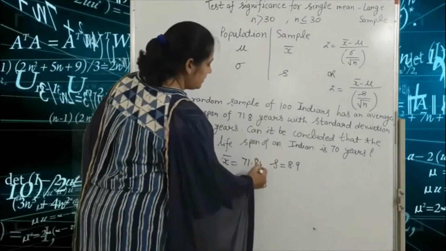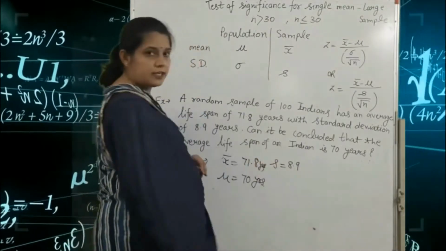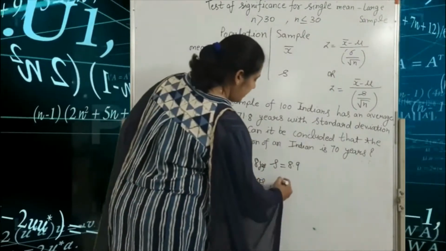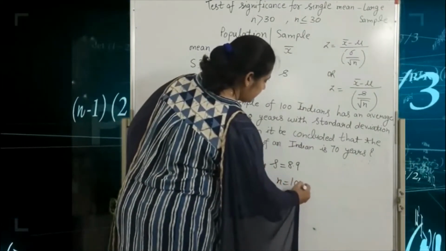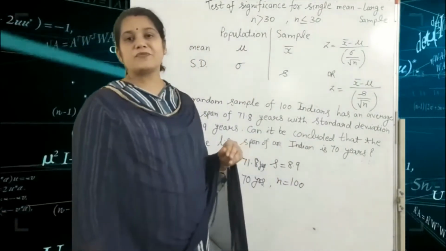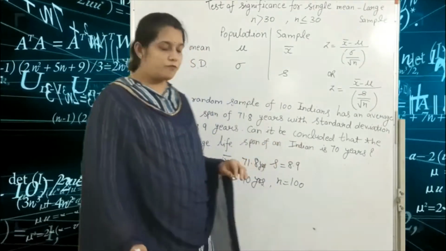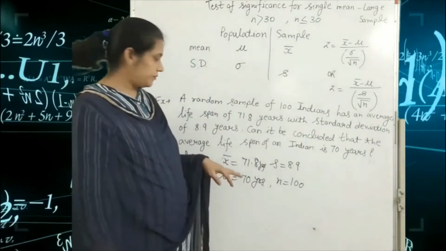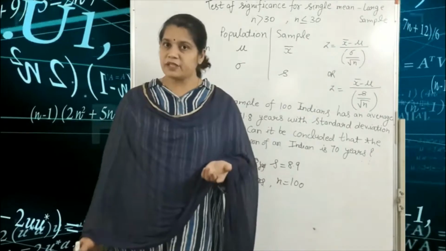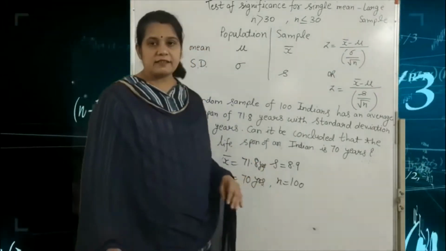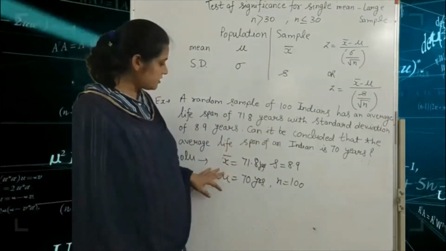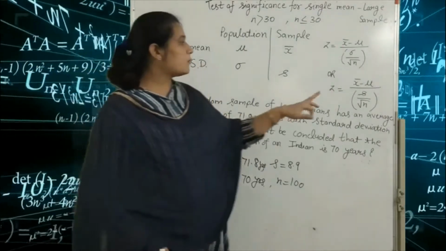Okay, here we write the years. Got it. And the next one is n is equal to 100. So first we write the values of the sample mean, the population mean and the sample standard deviation. According to this question, we use this formula.